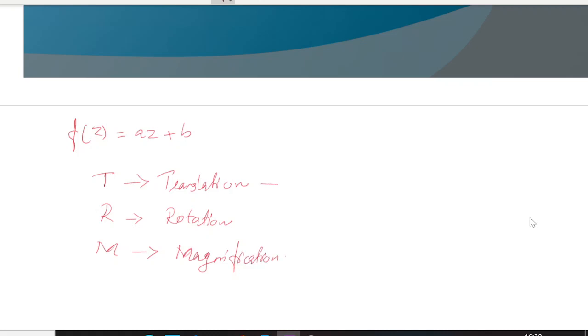Translation is of the form f of z equals z plus another complex number, and rotation means f of z equals az where the modulus of a is equal to 1, and magnification means f of z equals az, the same type. In this version you can have this a value as any real number apart from 0. So like this, we will have a discussion of three operations here.